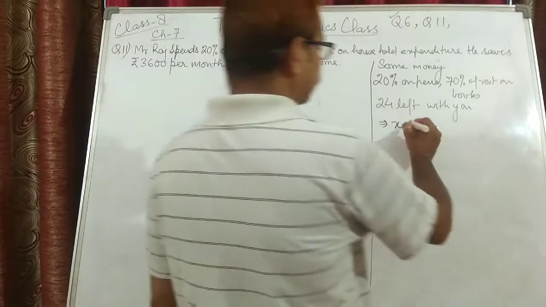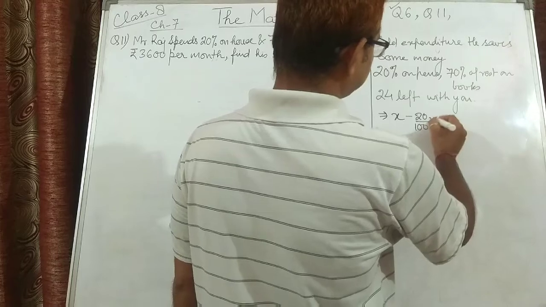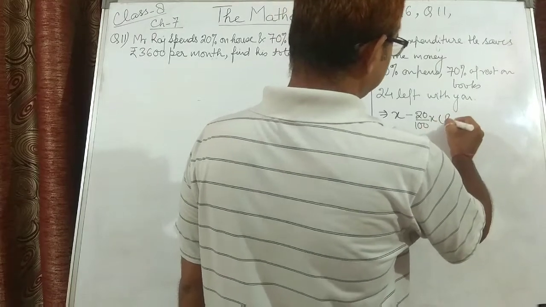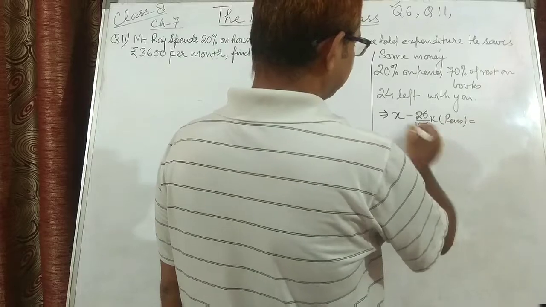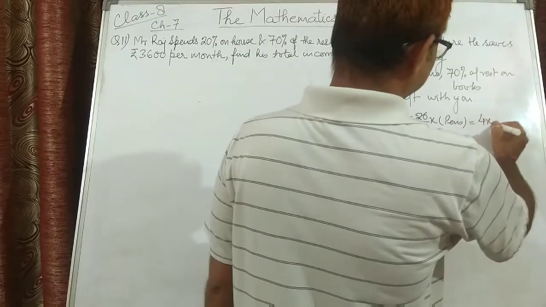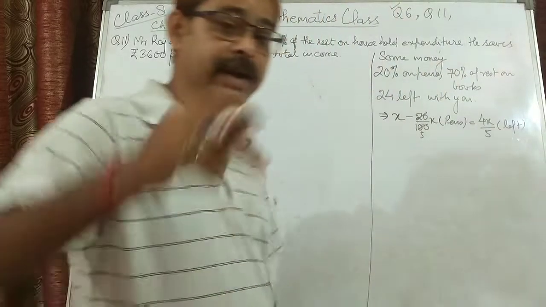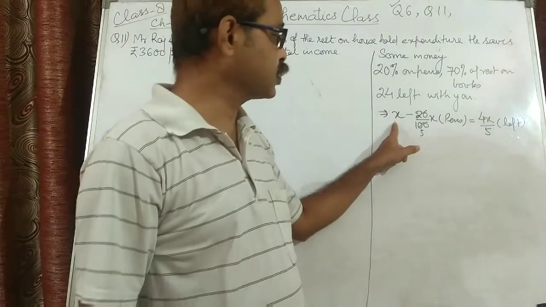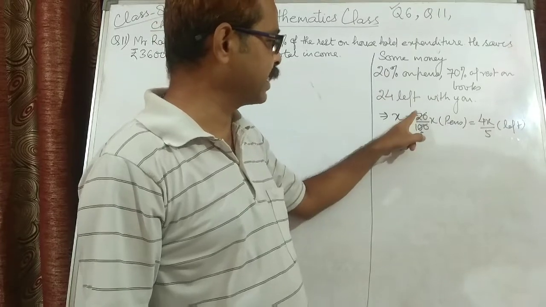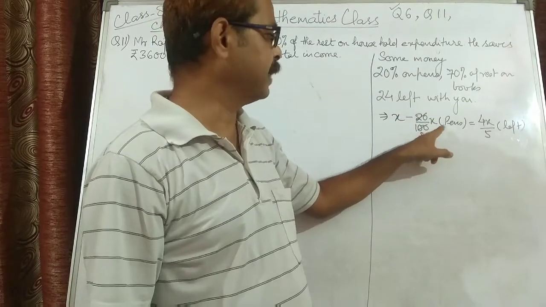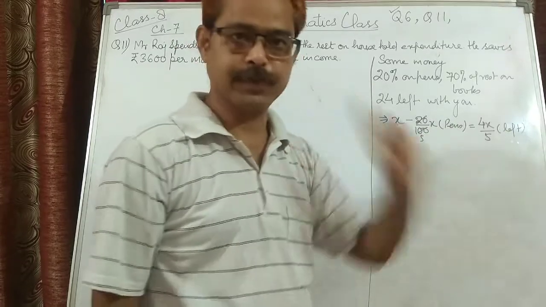And you spent 20%, meaning 20% of X on pens. So how much do you have now? This was the money you had initially and you spent 20% on pens. So minus 20% of X, that is X upon 5. 5x minus x, 4x upon 5 is left with you after spending on pens.